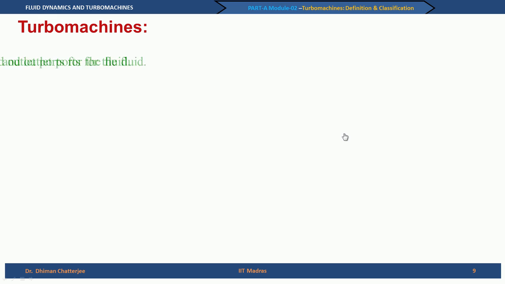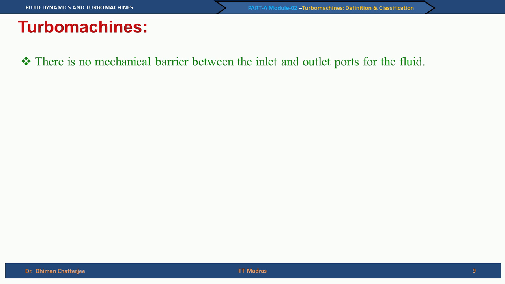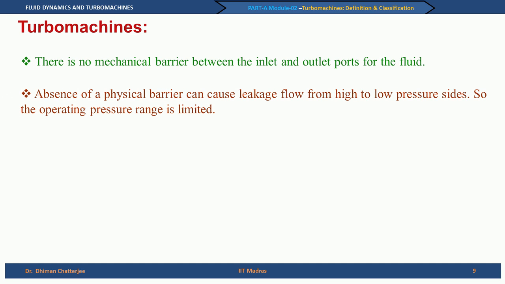Thus, we can say that there is no mechanical barrier between the inlet and outlet ports for the fluid. Recollect what we have said about the use of a mechanical barrier in the case of positive displacement machines. We said that because of the presence of some kind of physical barrier, there is less chance of leakage flow. So, now immediately you can conclude that in the case of turbo machines, in the absence of any mechanical barrier, leakage flow can take place from the high pressure side to the low pressure side, and hence the operating pressure range is restricted in comparison with particularly the positive displacement machines.